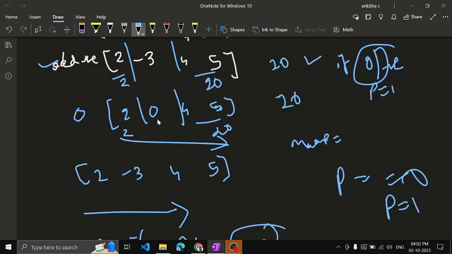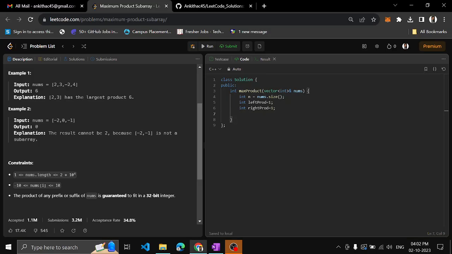Like if you find the product equal to 0 here, from here reinitialize it to 1. So 1 into 4, 4 into 5, 20 it will be. Similarly, if you come from right to left also, 5 into 4 is 20, again it will become 0. Reinitialize it to 1, product will become 2 again. So that is a simple case which you need to handle.